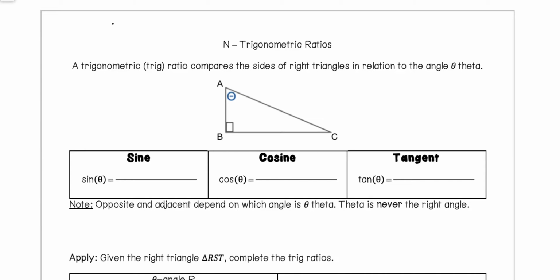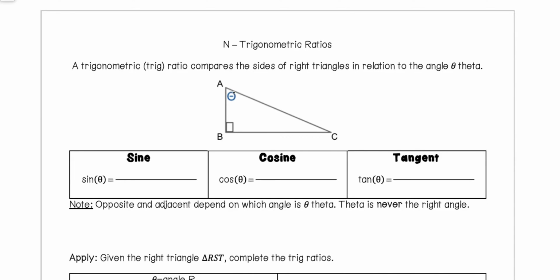In this video, we'll be looking at the three trigonometry ratios for right triangles. The trig ratio compares the sides of right triangles in relation to an angle that we call theta. Theta is a Greek symbol that is used commonly with trigonometry, and you'll see that in this diagram it is drawn next to angle A of this right triangle.